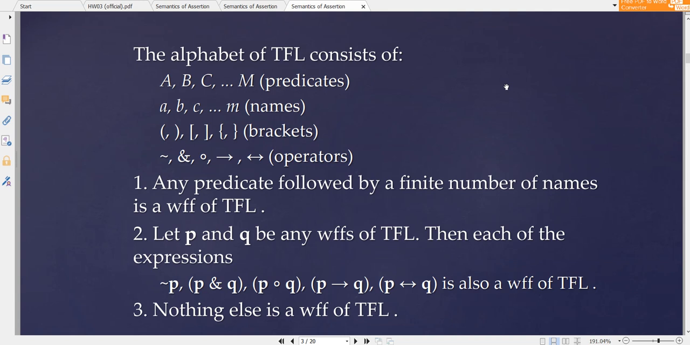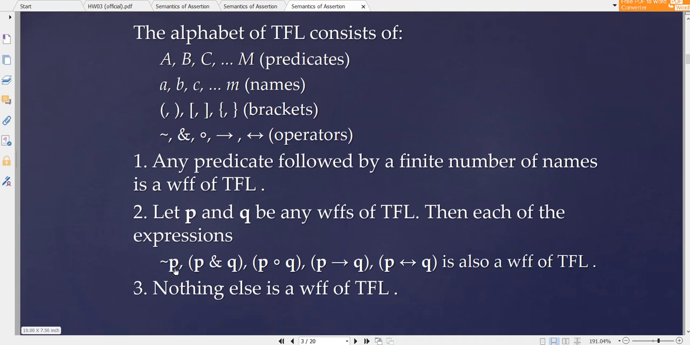Here you have predicates A through M, names A through M in lowercase, the different kinds of brackets you can use, the 5 different operators that are allowed, and then the rules, right? Any predicate followed by a finite number of names is a well-formed formula. And then any of those formulas, P and Q, stand in for any of those. Those are going to be well-formed formulas. Then each of these are well-formed as well. So a negated formula, a conjunction formula, an or formula, a conditional formula, and a biconditional formula, right? And then nothing else is.